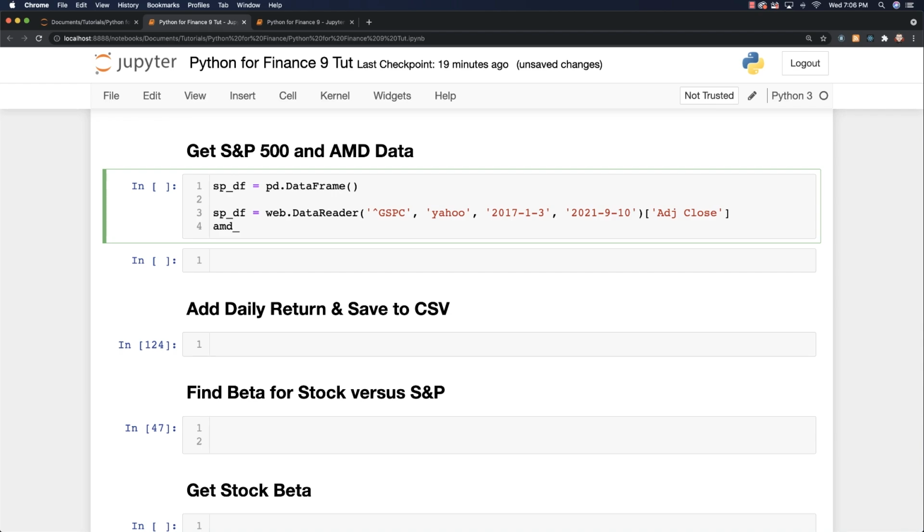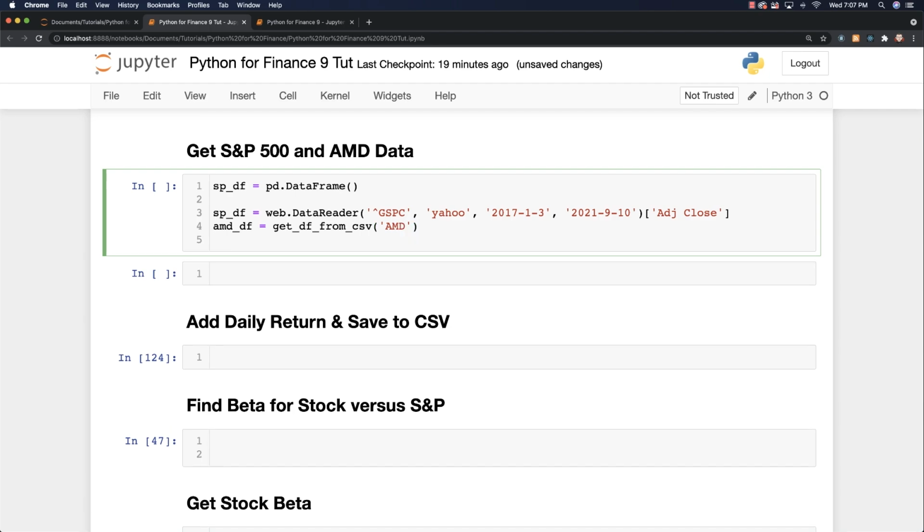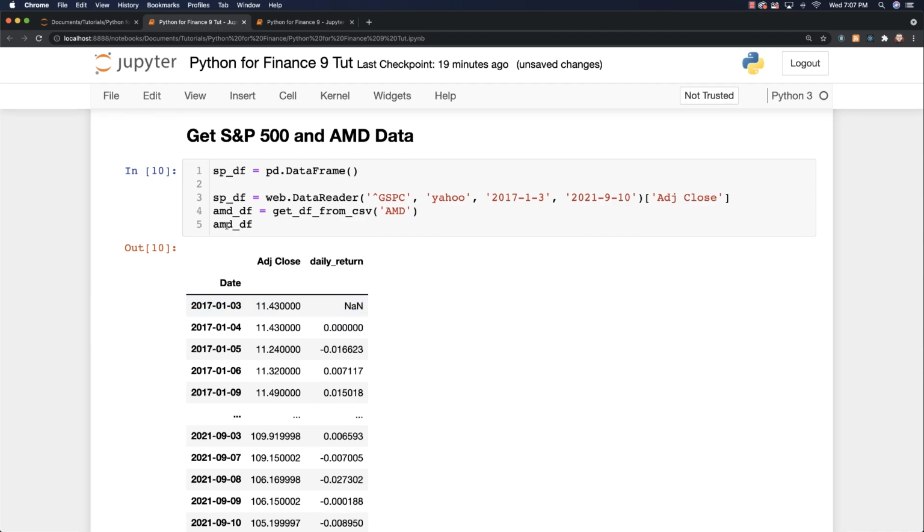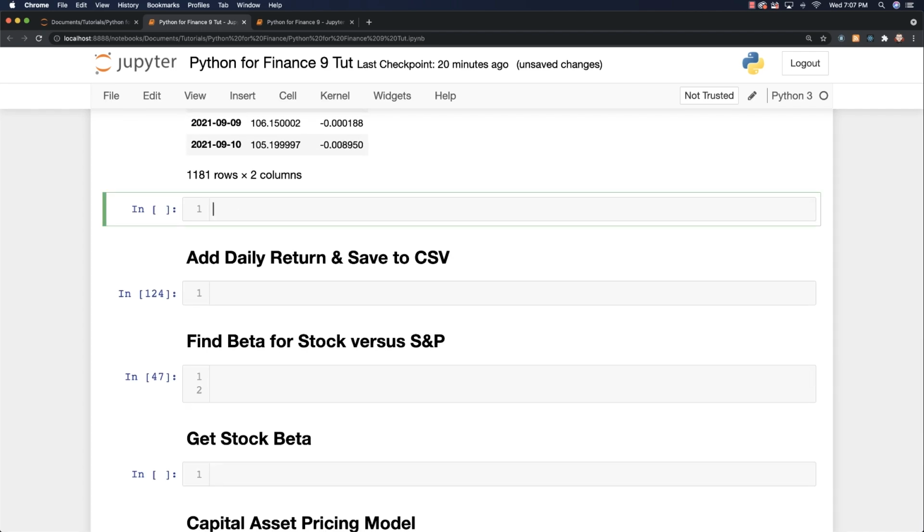Now I can also come in and get AMD's information, but in this situation I can just go get data frame from CSV and AMD like that. And if I would go AMD underscore data frame like that, you could see that I am getting all of that information right there. Likewise, if I would come in, let's just come down here, and I'm going to go SPDF and get data frame from CSV. See how much easier it is?